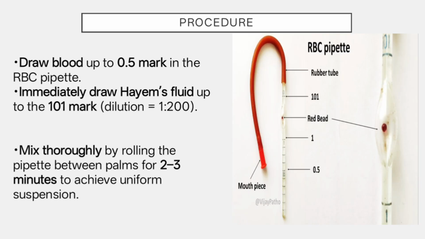Now, how do we do it? On the right-hand side we can see the RBC pipette. It has 3 markings, 0.5, 1 and 101, and let me make it clear that they have no units. They are relative volumes. So we draw blood up to the 0.5 mark in the RBC pipette. Immediately after, we draw the Hayem's fluid up to the 101 mark. How the calculation or dilution factor works, we will do in the next video, where we will discuss the 3 pipettes: RBC, WBC and hemoglobin.